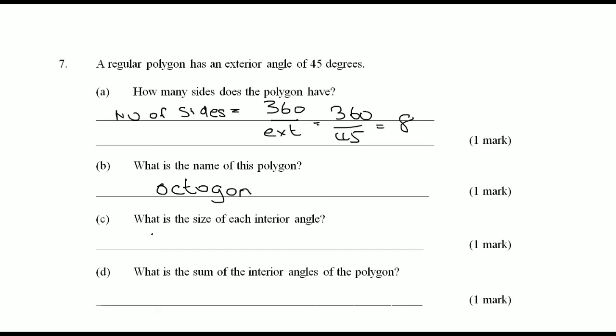What's the size of the interior angle? The interior angle is 180 minus the exterior. So it's 180 minus 45, and you'll work that out to be 135 degrees. And what's the sum of the interior angles?